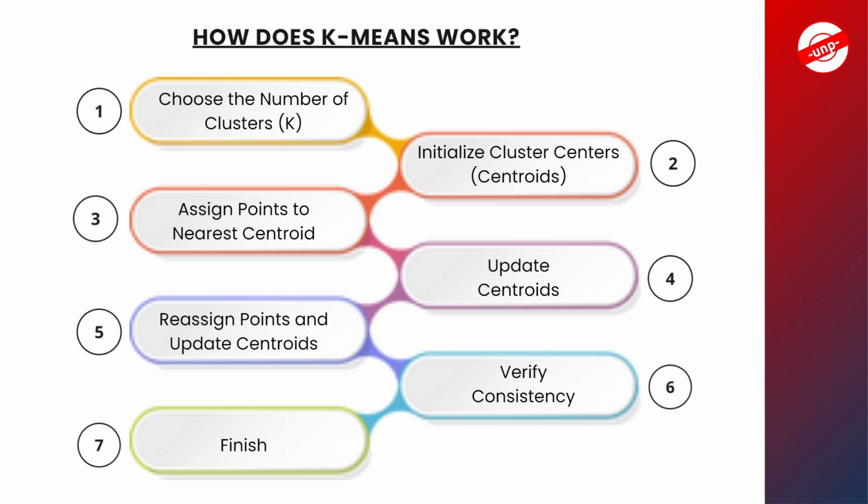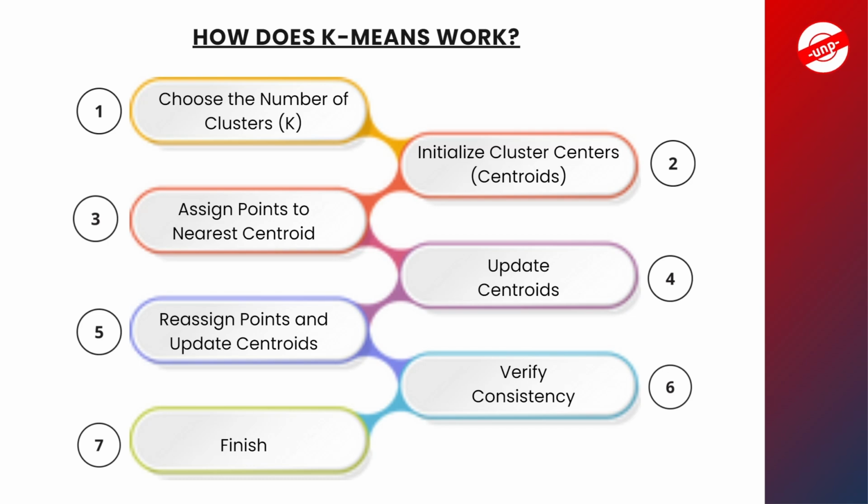Step 1. Choose the number of clusters K. Means decide on the number K to determine how many clusters you want to create. Step 2. Initialize cluster centers, centroids. Means randomly select K points from the dataset as initial centroids. These points represent the centers of the clusters. Step 3. Assign points to the nearest centroid. Means assign each data point to the centroid that is closest to it, forming K initial clusters.